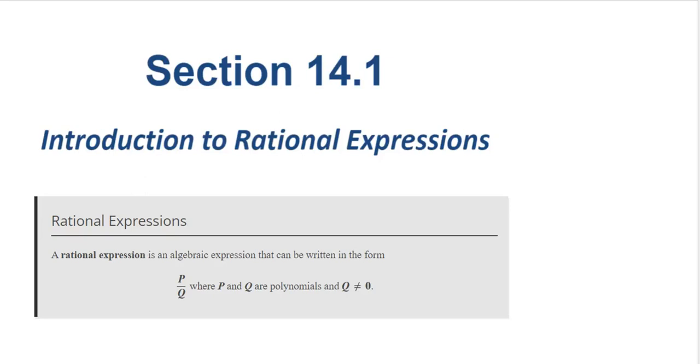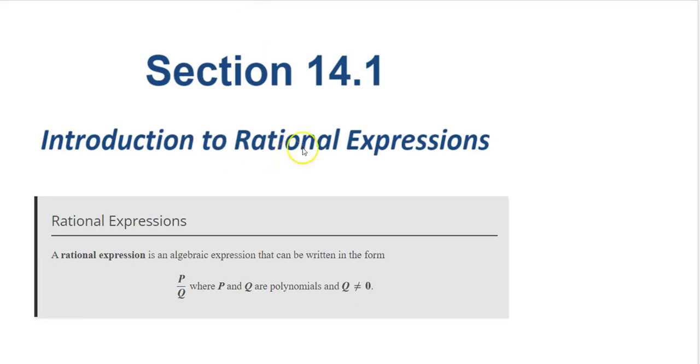Okay, section 14.1, Introduction to Rational Expressions. Let's just get through the definition here. Rational expressions. A rational expression is an algebraic expression that can be written in the form P over Q, where P and Q are polynomials and Q cannot equal 0.